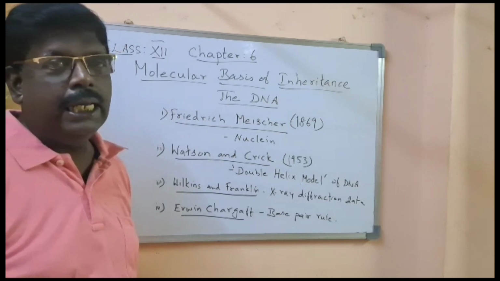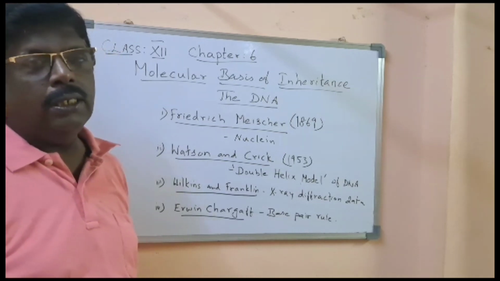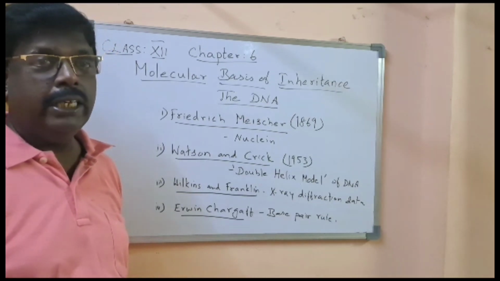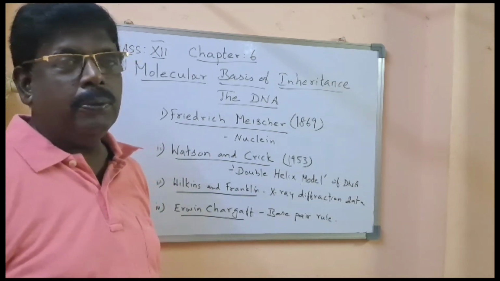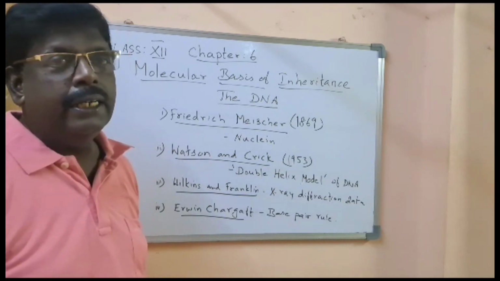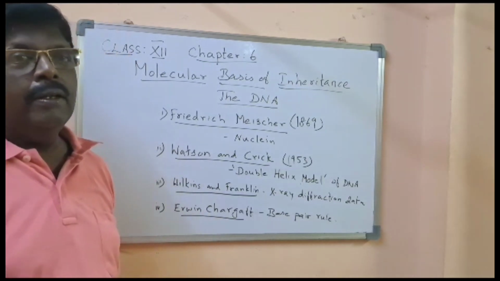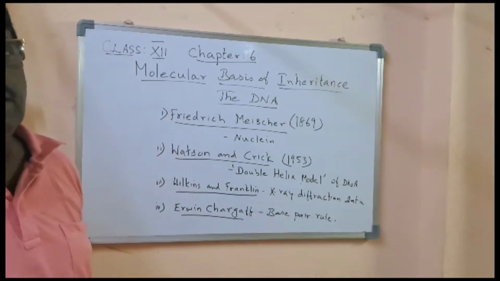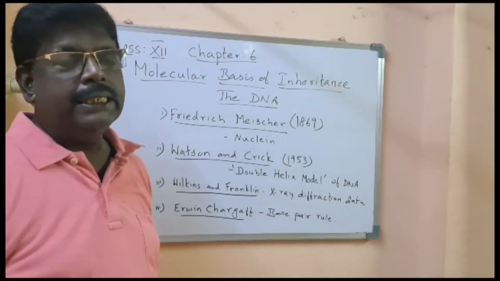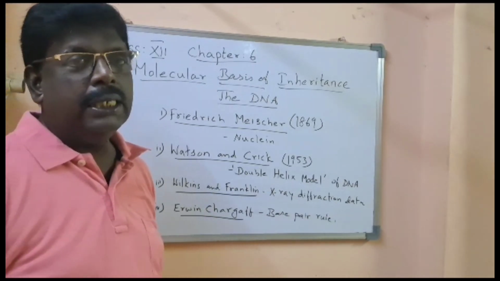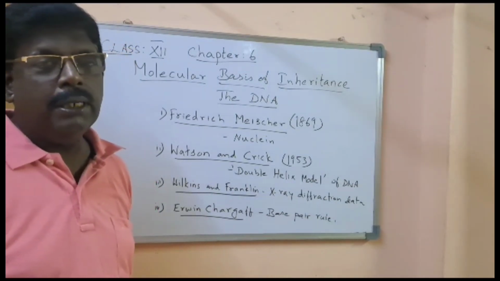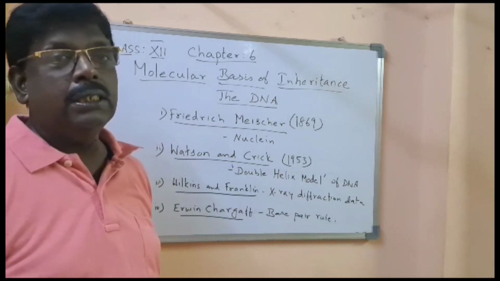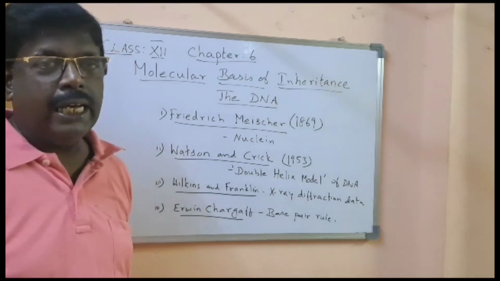It's called the double helix model, a double-stranded model. In 1953, after so many years, Watson and Crick proposed the double helix model of DNA, based on the X-ray diffraction data given by Wilkins and Franklin.